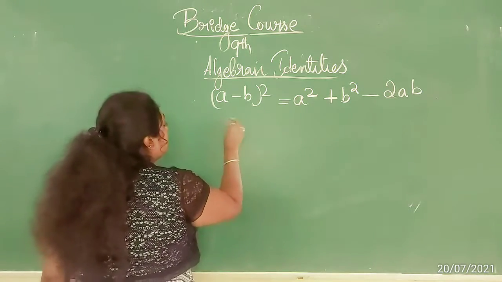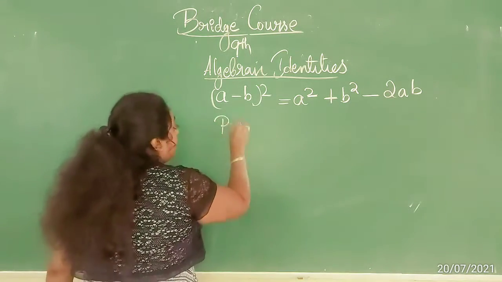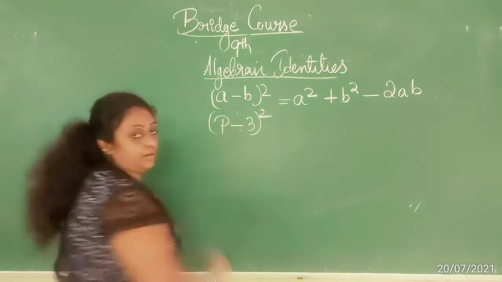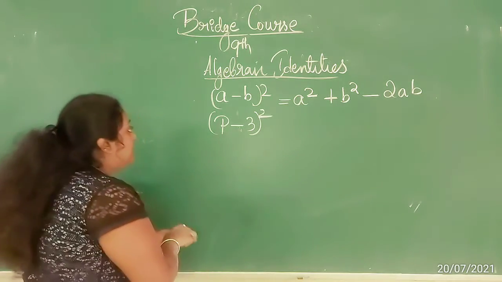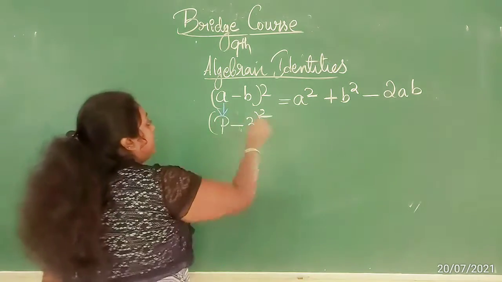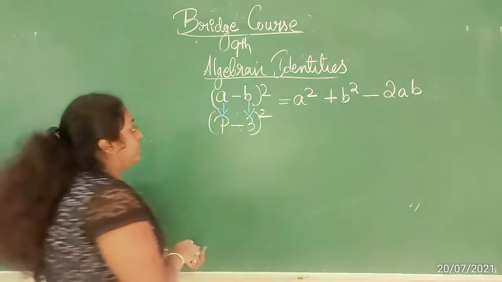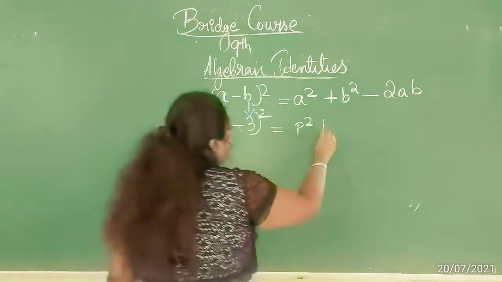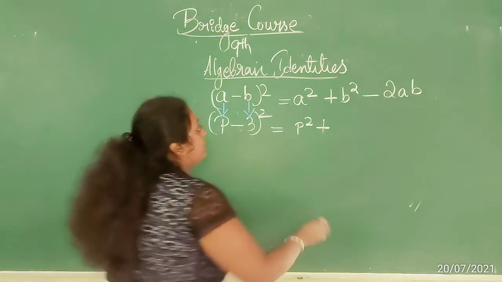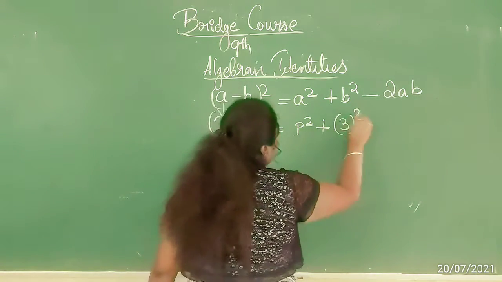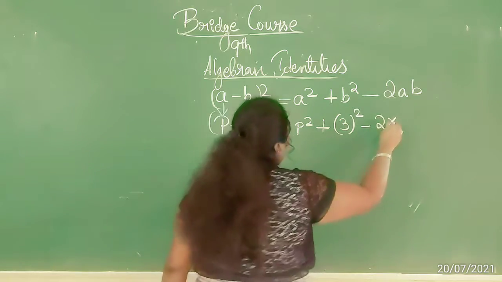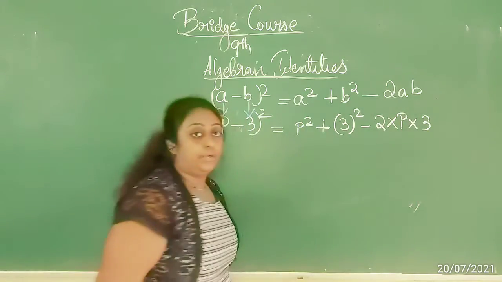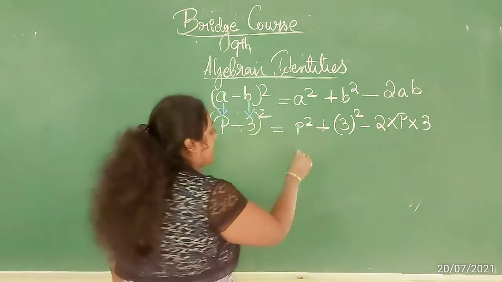So now again I will write. It is (p - 3) the whole square. Okay. So now here p is your A, 3 is your B. Getting it? So you use p square plus B is what? 3. So you will write 3 the whole square minus 2 into A is what? p and B is 3. Okay. So now again p square you will write in the same way.